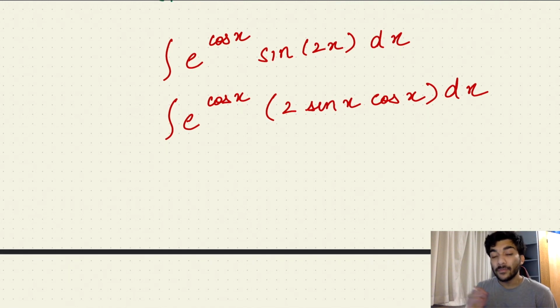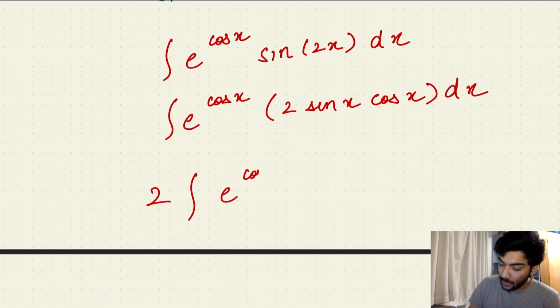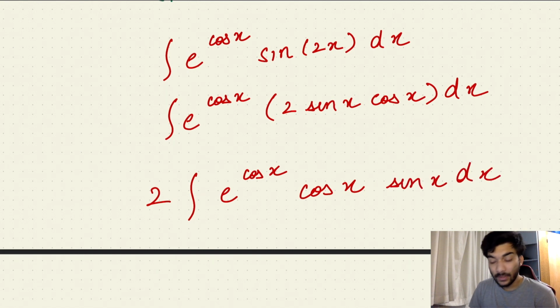And now, as we did in the previous videos, let's adjust these components individually and put them into the right place so that it's easier to visualize the substitution that we will do in this case. So we can take the 2 out, and this can be written as 2 times the integral of e to the power cos x times cos x... sine x dx in this case, right?